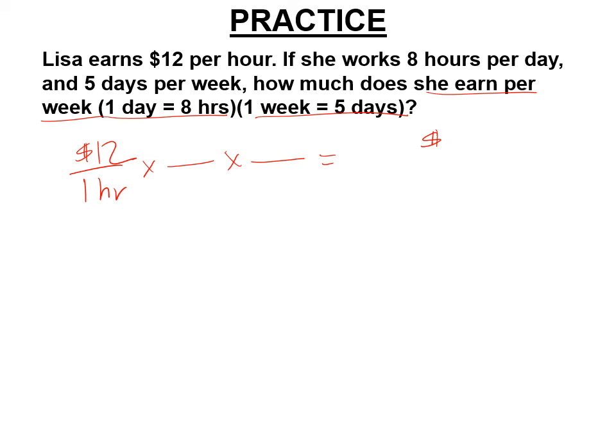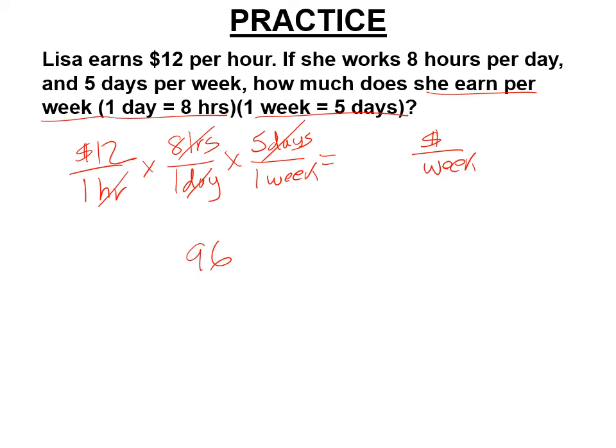So dollars per week. So dollars are going to stay. What we need to cancel is this hours. So we're going to put the 8 hours here, so it cancels. And that turns it to what she'll make in dollars per day, right? But now we're going to cancel the days and put 5 days is 1 week. And that's going to give us dollars per week. So it's 12 times 8. There's our 96. And 96 times 5. 5 times 6 is 30. 5 times 9 is 45. She's going to make $480 per week.